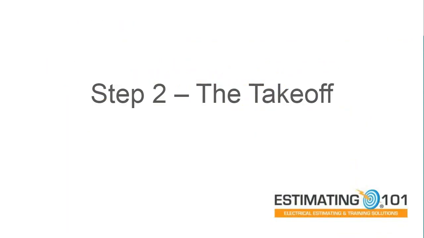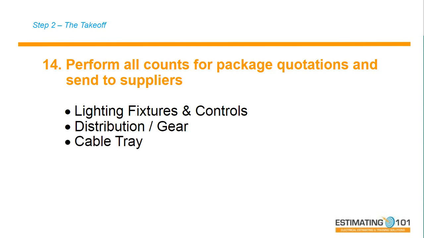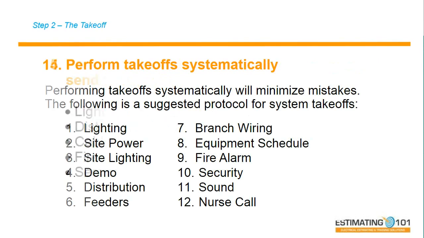So we haven't counted a light fixture yet. So step number 2 is we're going to look into the takeoff. So first thing I do is, if I need to, I'm going to perform all of my package counts for all of my quotations for lighting, for distribution, for my cable tray, fire alarm, security, whatever my packages are. And I'm going to take and get that out the door if I need to right away.